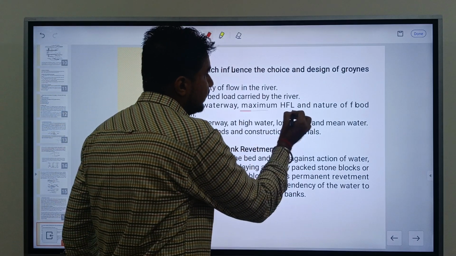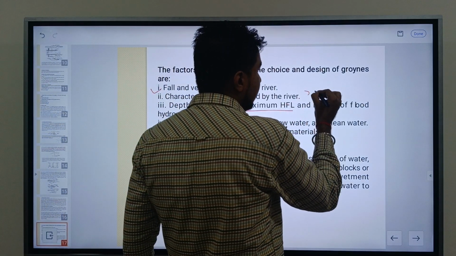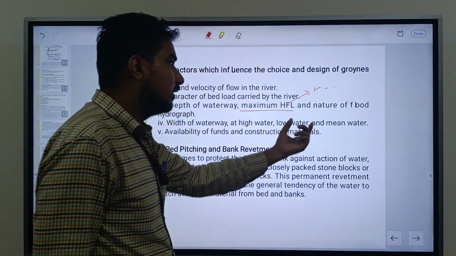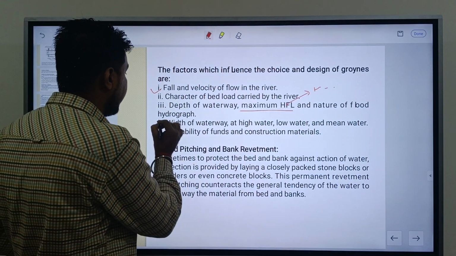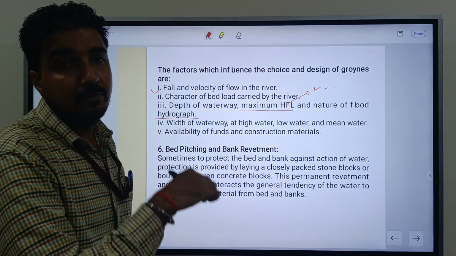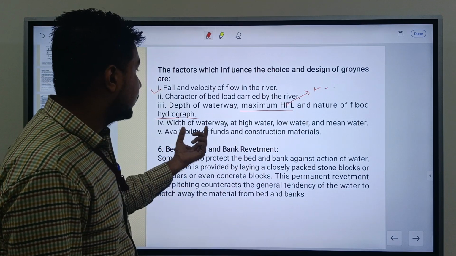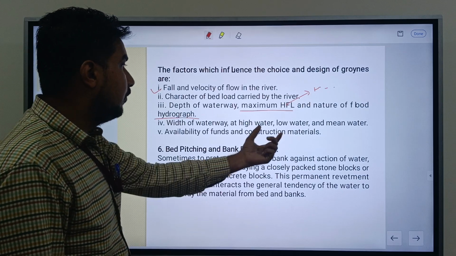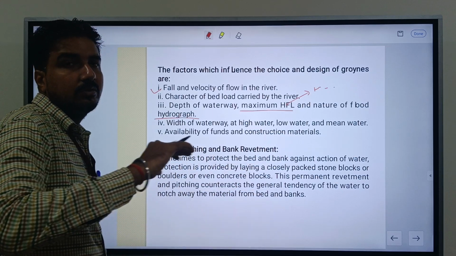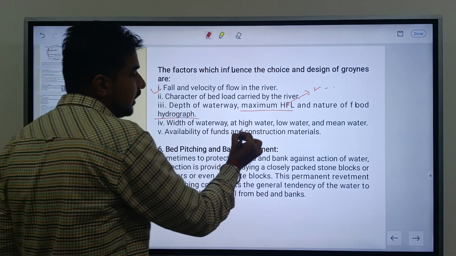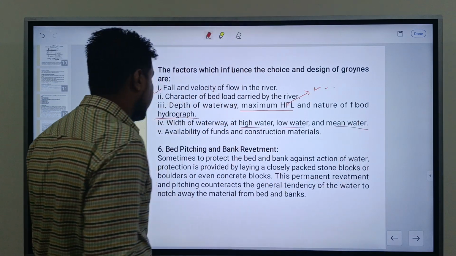Maximum flood level, highest flood level. Highest flood level. And the nature of flood hydrograph, and it is also important. The flood type we can also identify by the hydrograph. Width of waterway, and high water, low water and mean water, means the width of the waterway is of which type. As we have already discussed, high water training, low and mean water training.